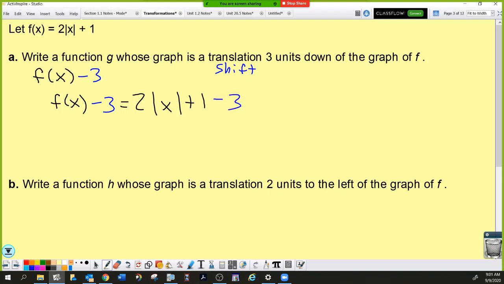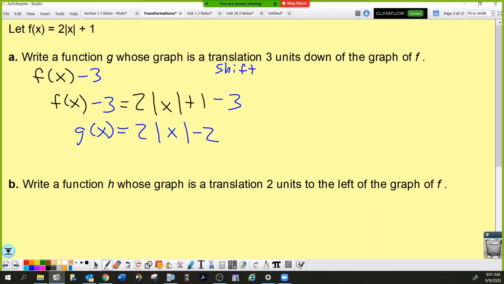We've been told to call this thing g. So g of x is... And on the right side, all you can do is combine your like terms. That +1 and that -3 back there become -2. So 2 absolute value of x minus 2, and you're finished. That g of x, 2 absolute value of x minus 2, is 3 units down from the f of x that I gave you.